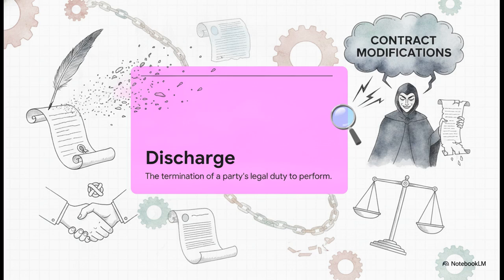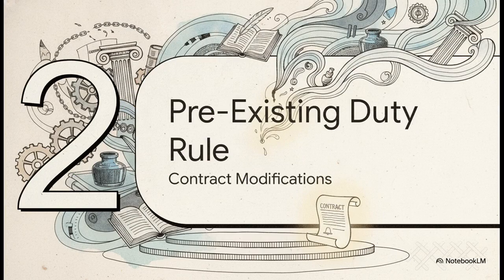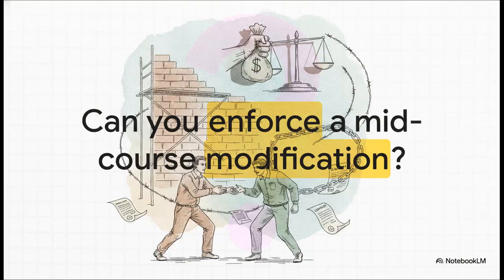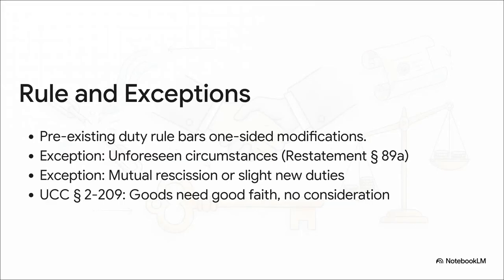of contract modifications. Moving on to Section 2, the pre-existing duty rule. Picture this scenario. A worker is halfway through a job and suddenly demands more money to finish, without doing a single bit of extra work. Does the law actually enforce that new promise to pay them more? It's a classic extortion problem, sometimes called the hold-up game. The rationale here is a firm, resounding no. And the crucial point to remember for exams is that promising to do what you are already legally bound to do is not valid consideration. That's the pre-existing duty rule in a nutshell.